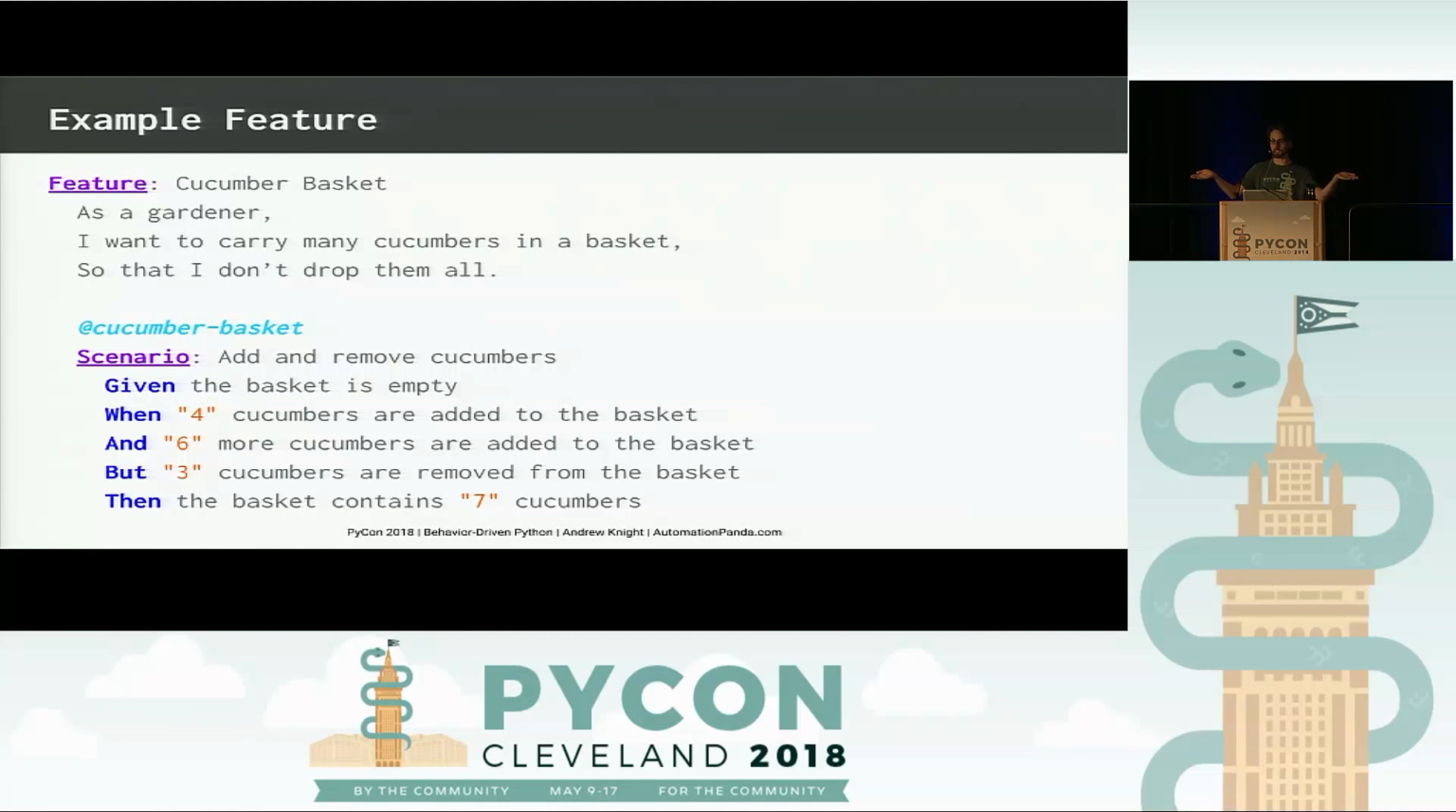Then what do I expect? How many cucumbers left? 7, right? And that's my final step there. I recommend a strict given when then ordering because that helps to frame individual behaviors per scenario. I also recommend adding these tags, this @cucumber_basket. Those are simply identifiers that we can use for test filtering and hooks, which we'll see a little bit later. Think about it as test categorization.